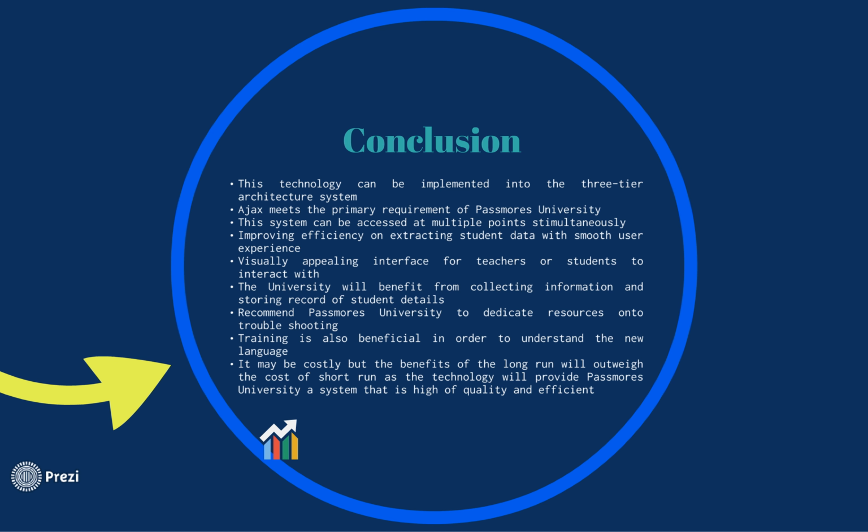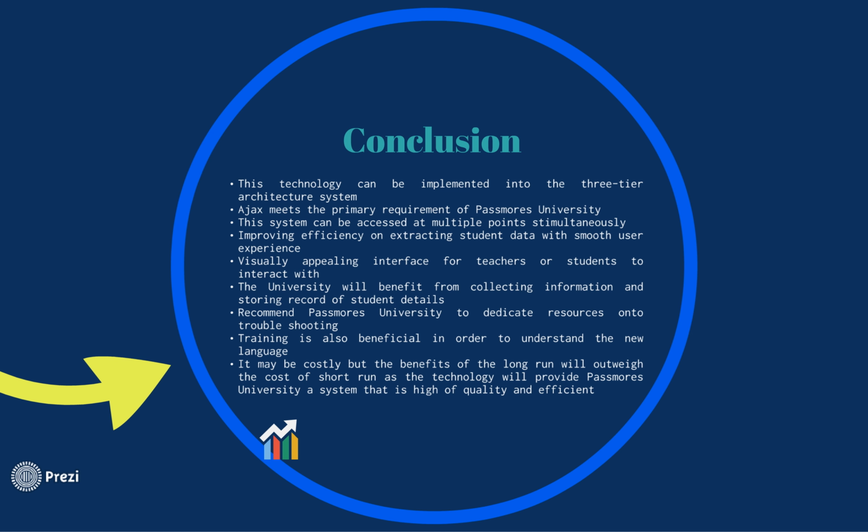With this scenario given, Passmore's University clearly needs a system that can deliver student profiles and information to all users within the university. It must be able to do this with many users accessing the system at the same time with little or no intervention. Overall, Ajax and the three-tiered system meets the primary requirements of Passmore University's intranet system, a dynamic student profile system that can be accessed at multiple points simultaneously.